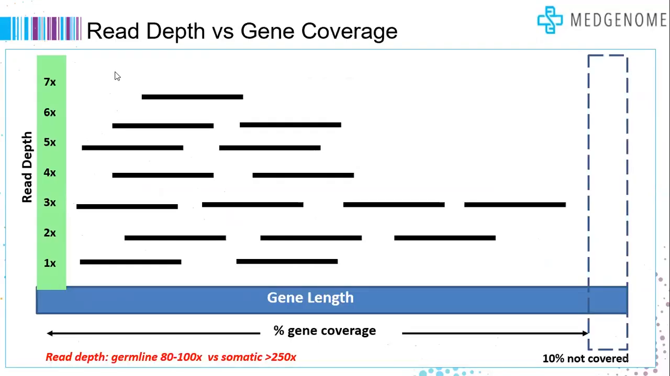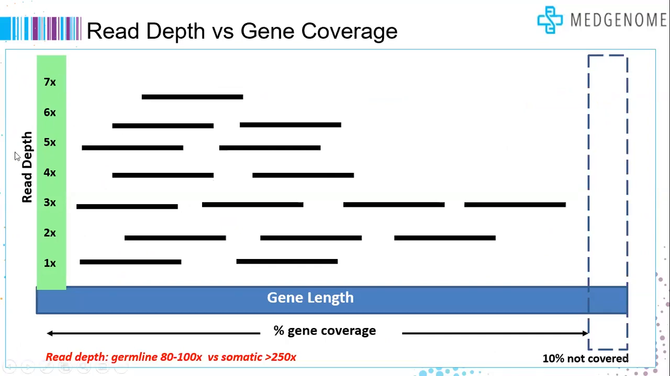Two very important terminologies which we need to understand with respect to next generation sequencing are the read depth and the gene coverage. These two are very important, and a clinician should have an idea about them before ordering a particular test.